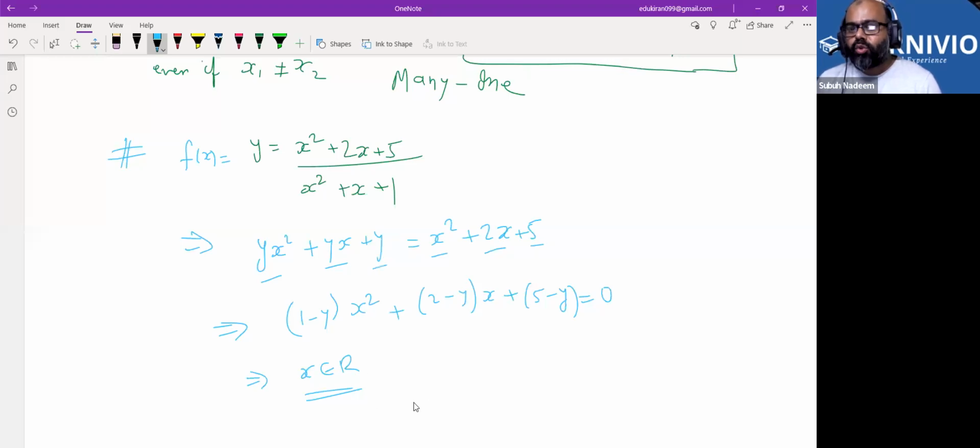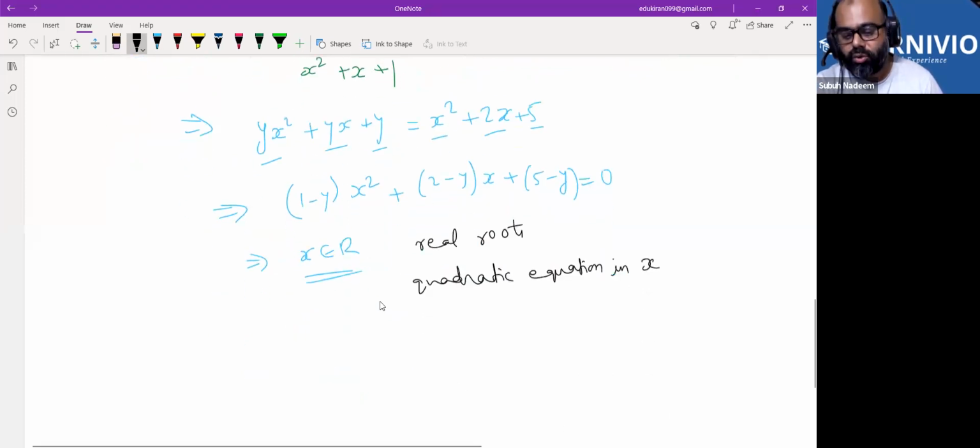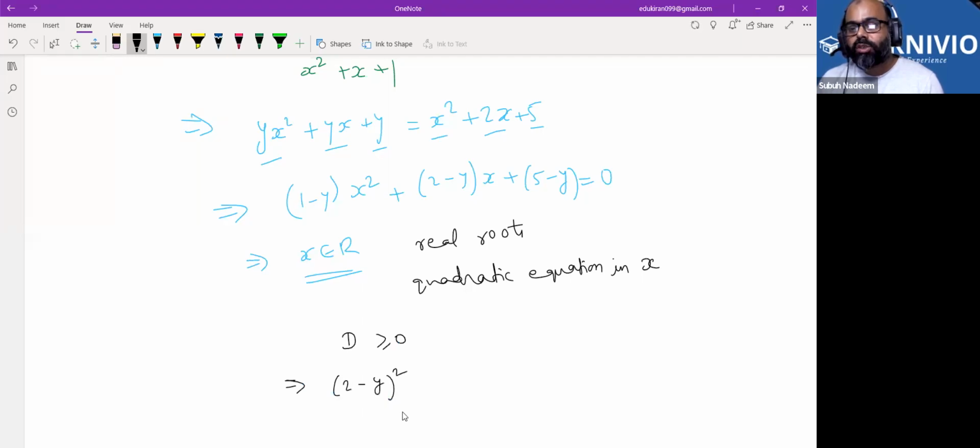Now for x belonging to real numbers, this must have real roots. This is a quadratic equation in x. So this quadratic equation in x has real roots. If it has real roots, then its discriminant is greater than or equal to 0, which means 2 minus y whole square minus 4 times 1 minus y into 5 minus y is greater than or equal to 0.